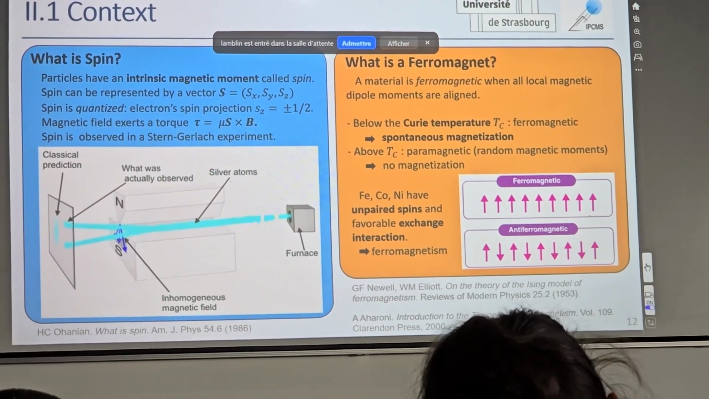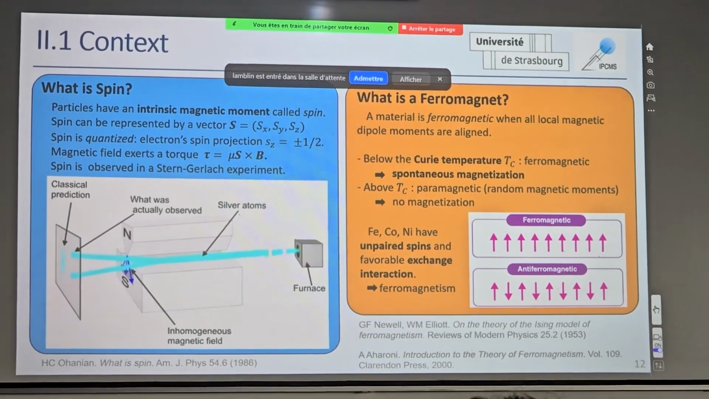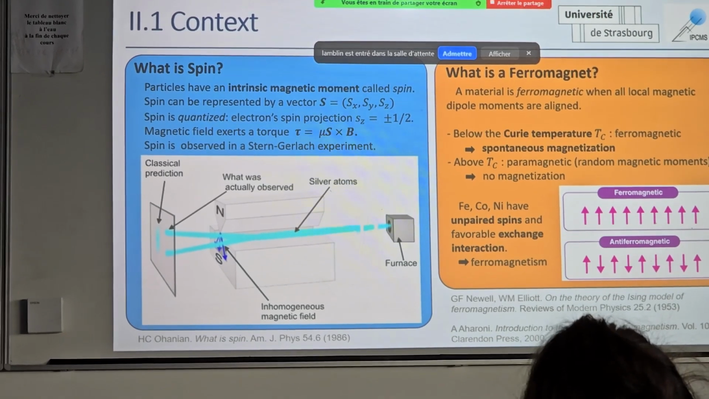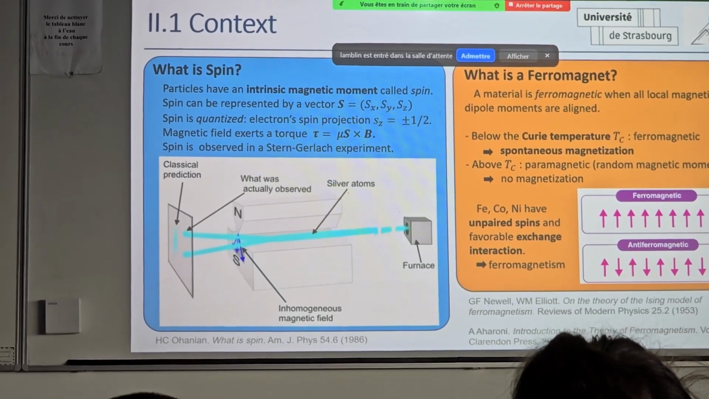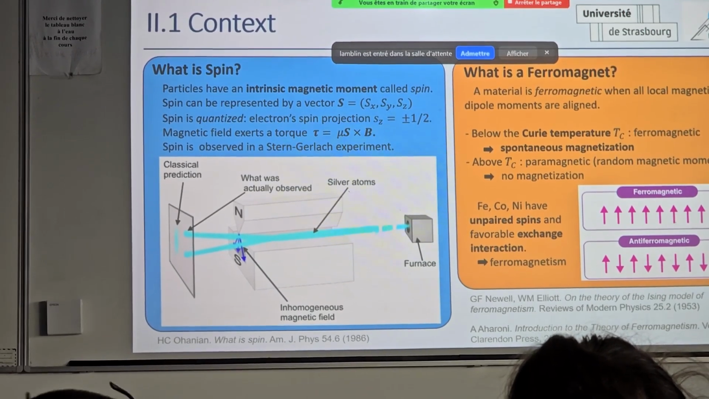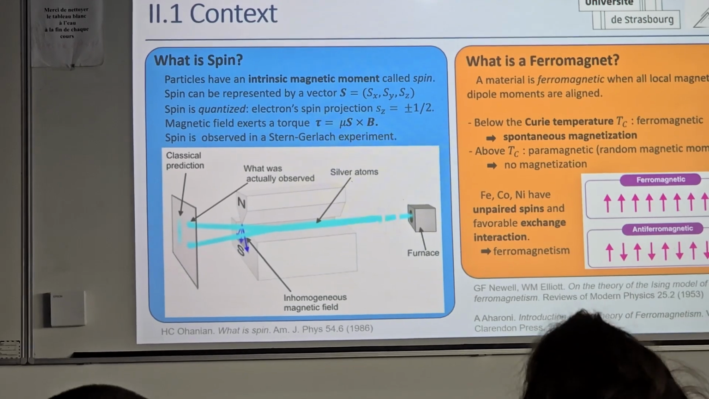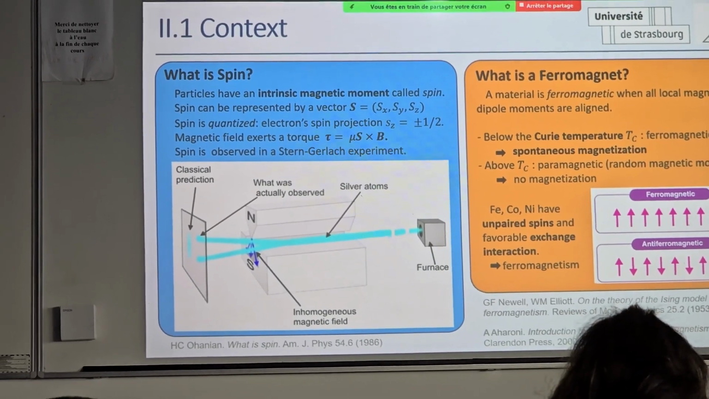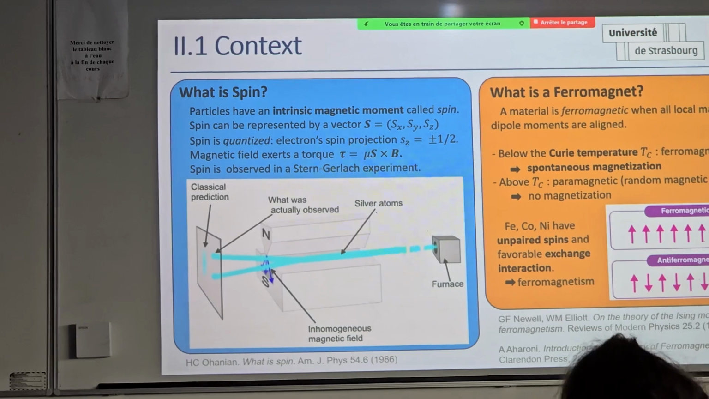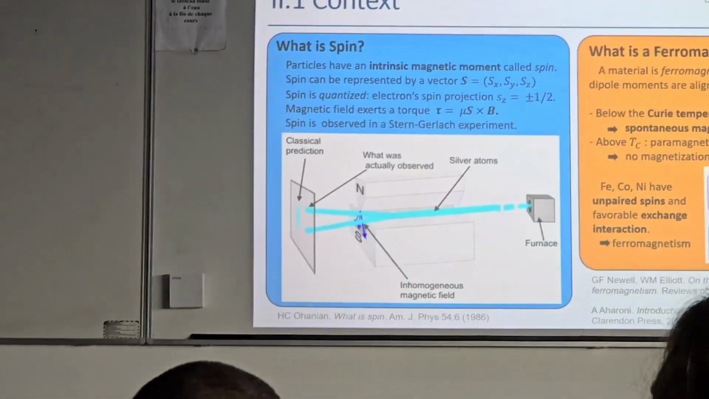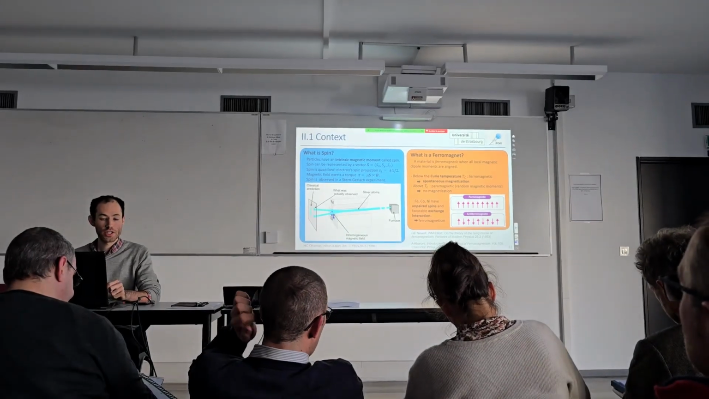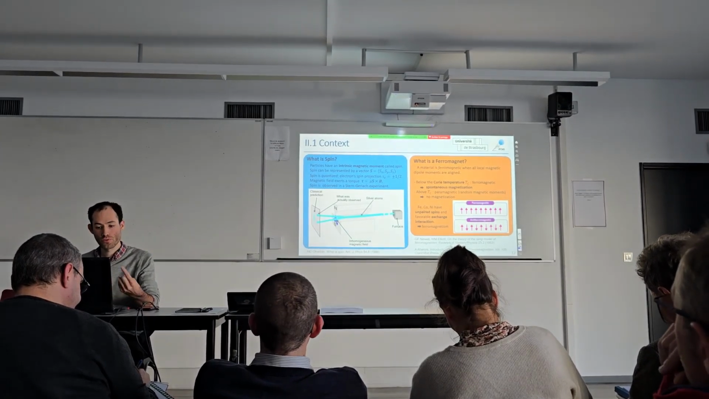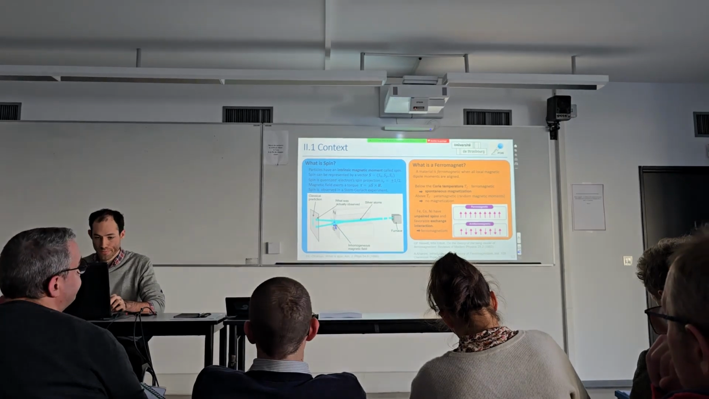So let me first start by introducing this weird quantum feature called spin. All particles, including fundamental particles like the electron, or composites like atoms, have an intrinsic magnetic moment called spin. And spin can be represented by a vector, and the special property of spin is that it is quantized, meaning that the electron spin projection on an axis can only have two values, plus or minus one half.